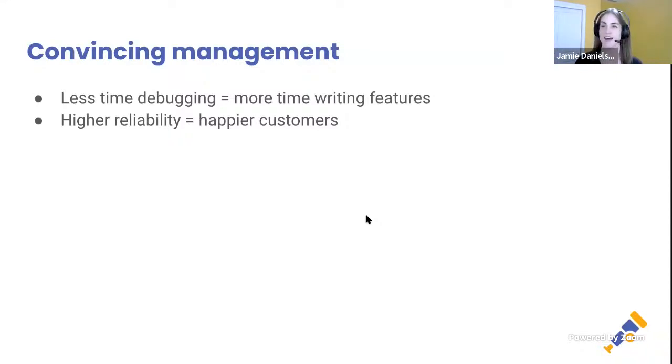You're able to debug faster, get to the bottom of issues faster. So your customers are now happier because they're not dealing with problems. If they are dealing with problems, you're able to resolve them faster because you have more visibility into what's going on.